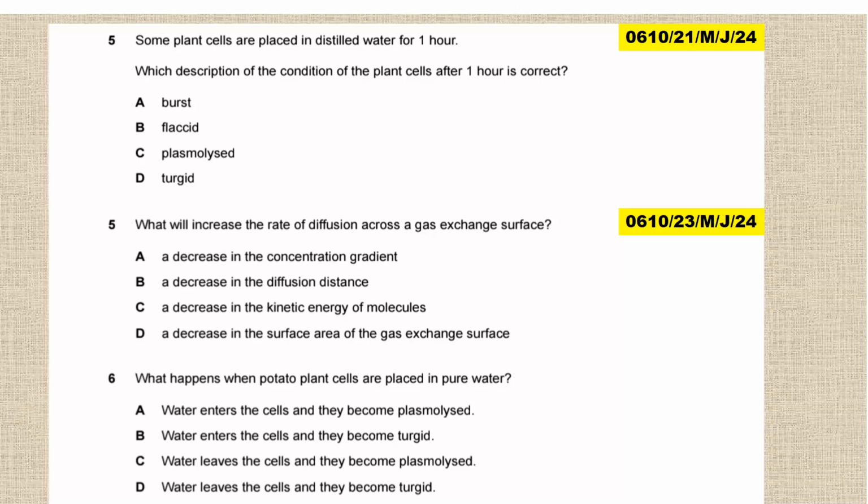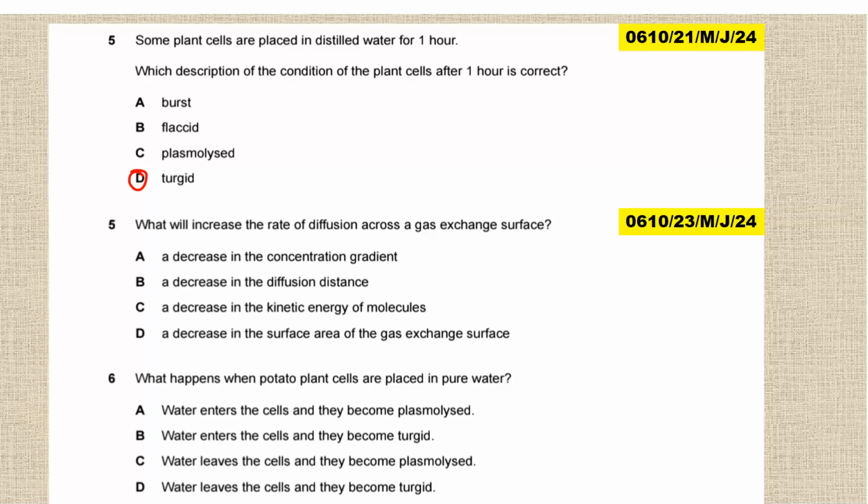The first one, question 5. This one came on question 5, that is paper 2, variant 1, May/June 2024. Which description of the condition of plant cells after 1 hour is correct? Some plant cells are placed in distilled water for 1 hour. When you hear of distilled water, it has high water potential compared to the cell inside. It means there's more water outside compared to inside the cell. Therefore, water will move into the cell and the cell will become turgid.